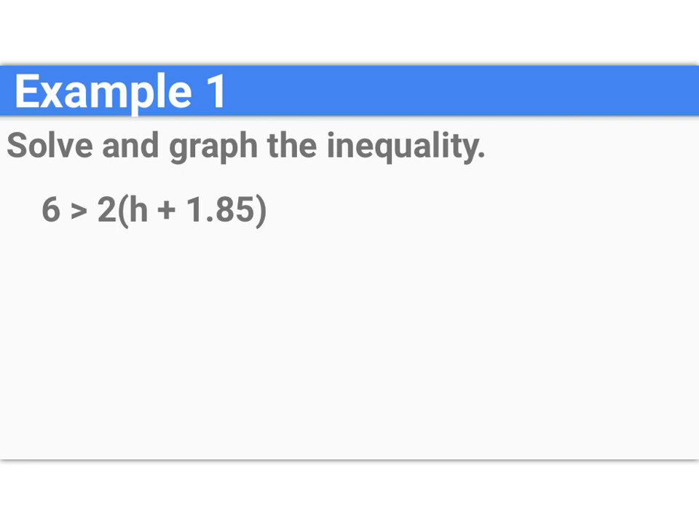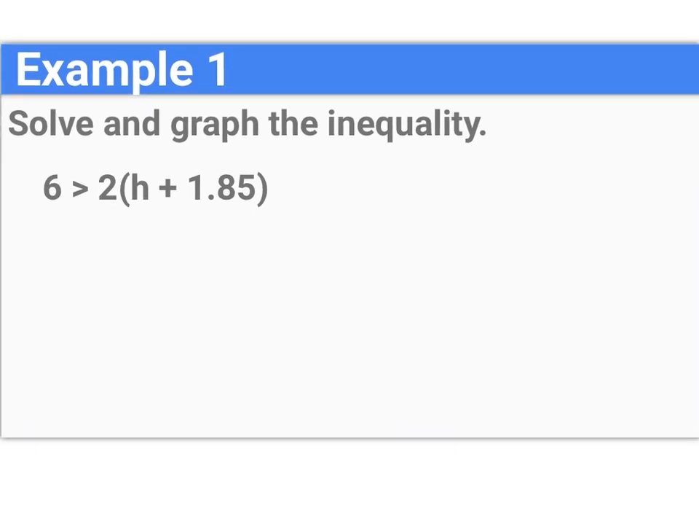Okay, so now, again, here's the trick. The 2 is supposed to multiply to whatever's inside the parentheses. But since it's multiplying, let's just divide by 2. And then we get rid of it. We don't have to distribute it. And 3 is greater than h plus 1.85. We subtract 1.85 from both sides. We get 1.15 is bigger than h.